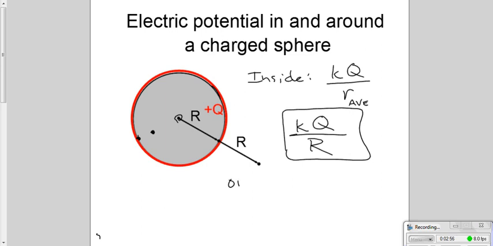Now when we go outside, and this will sound a little more familiar, we again are going to use that average distance to each of the charges. So let's say we're at this dot here that I just circled. Notice we're pretty close to the charges that are on the near surface, but we're pretty far from the charges on the other side. It turns out the average distance there is the same distance we are from the very center of the sphere. So at this location here, we would get the potential is kq over 2r.